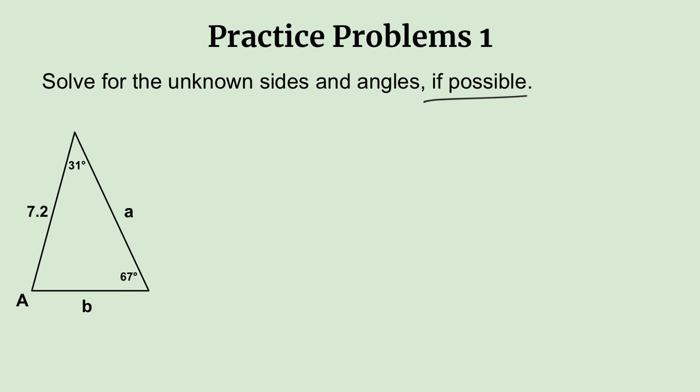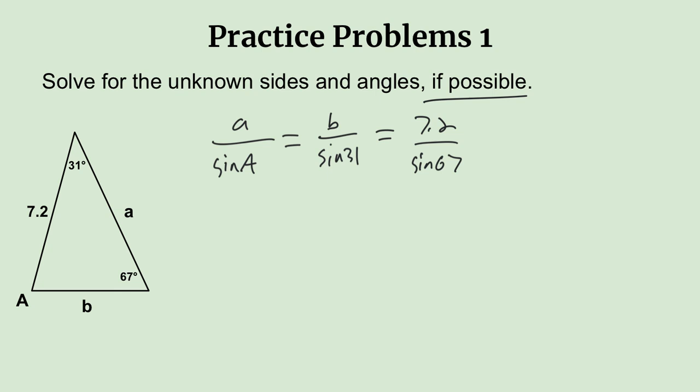Now you'll see, if possible, it's good to just start out by making all three ratios and making sure one of them has everything. Which we do. Because that doesn't have a variable in it, you can solve this triangle.